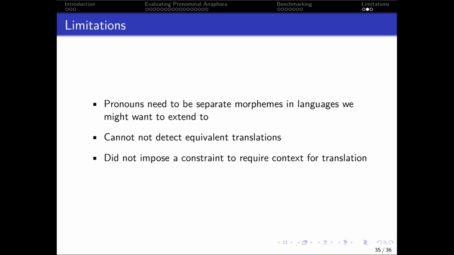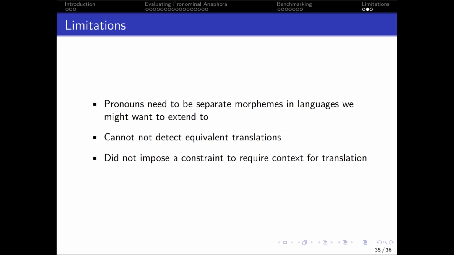And another limitation is that when we did the filtering for the data set, we did not impose a constraint to require context for translation. We were looking at errors, and we know for a fact that these are hard cases for MT systems to translate, but there isn't a constraint which says that you need context to translate these cases. So it's possible that it's not really necessary. We did see some results where including context improved the evaluation, but it was not a very significant improvement. So there are some cases which need context, but maybe a lot of them don't.